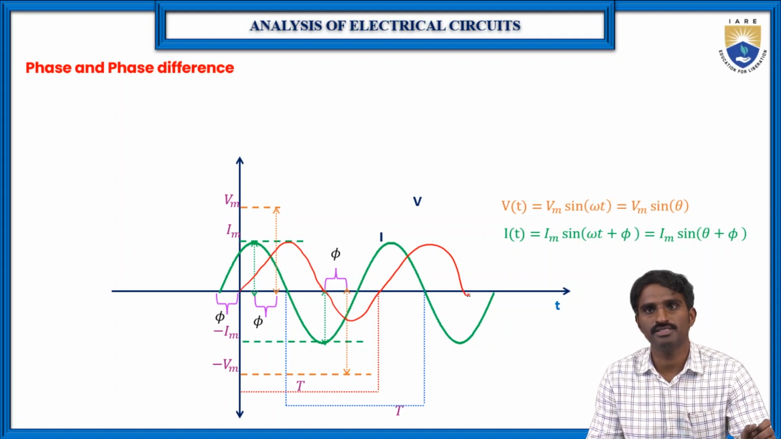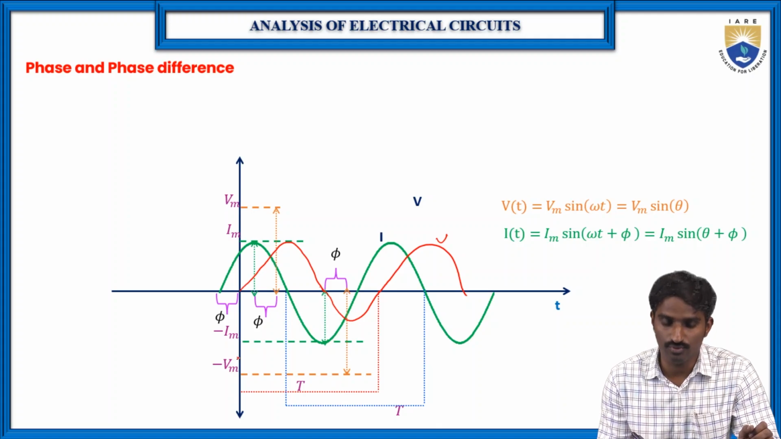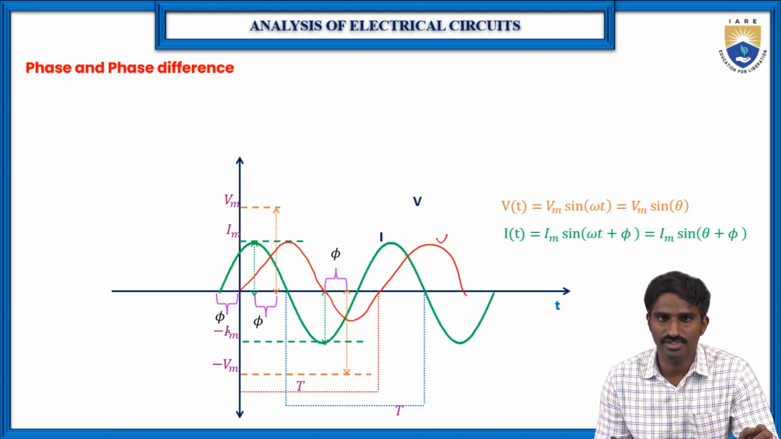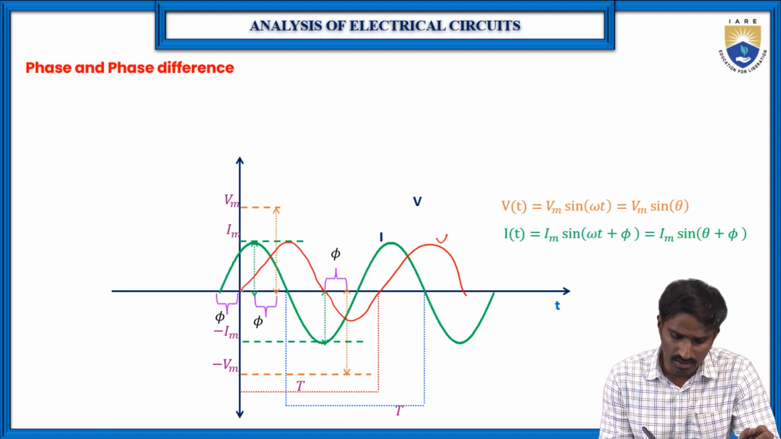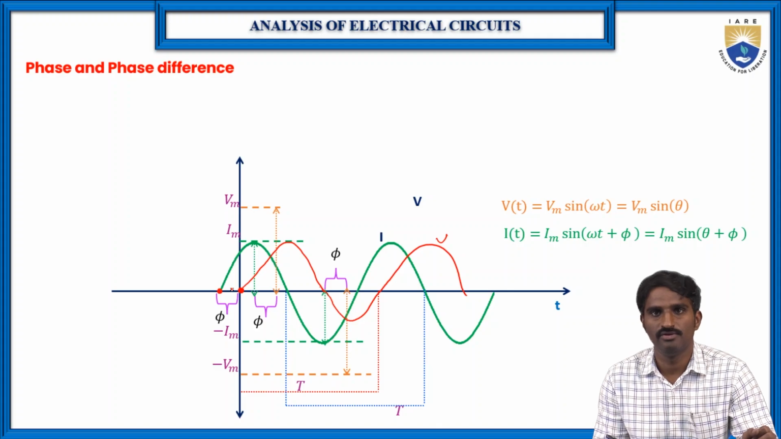Let us consider this is the voltage waveform and this is the current waveform. As you can see, how can we calculate the phase difference between these two alternating quantities? Here the voltage is starting at 0 degrees, but the current is starting before the 0 degrees. The phase difference between these 2 points, let us consider phi, and here it is the distance. The angular distance between these two is called the phase difference.